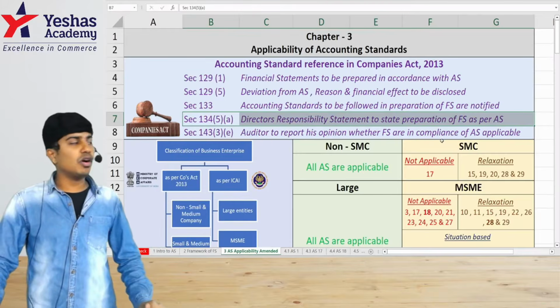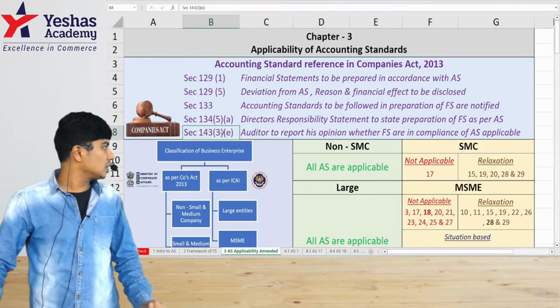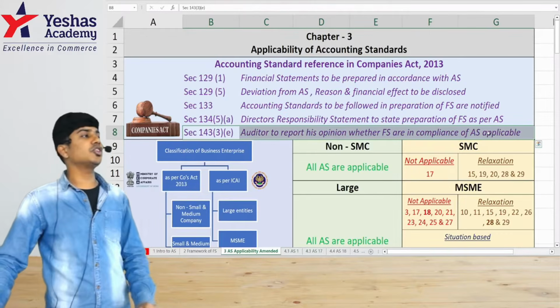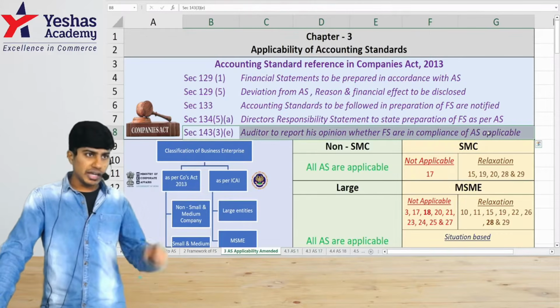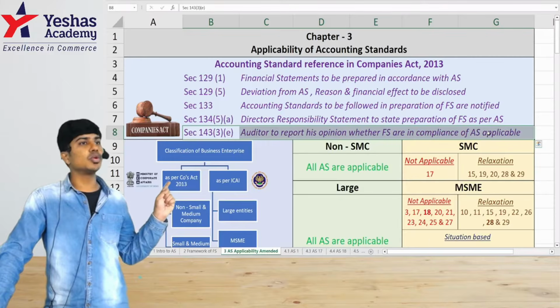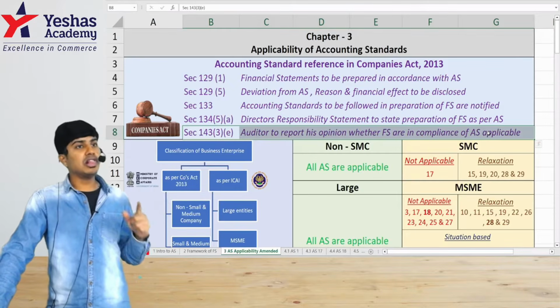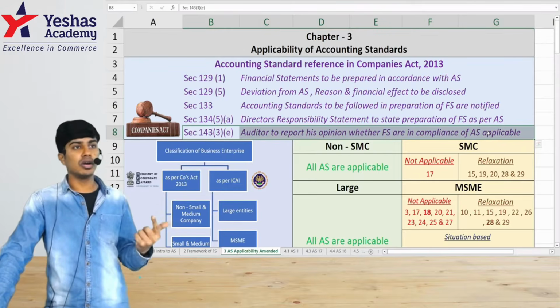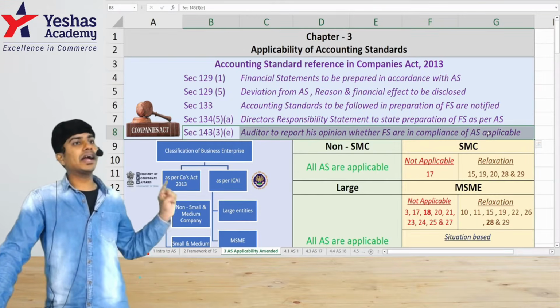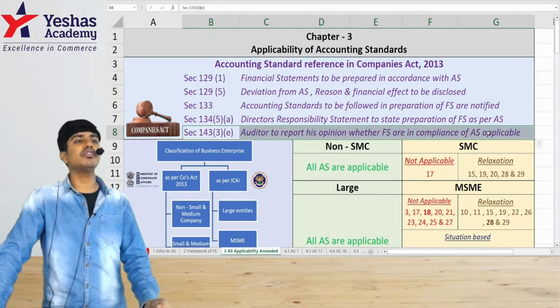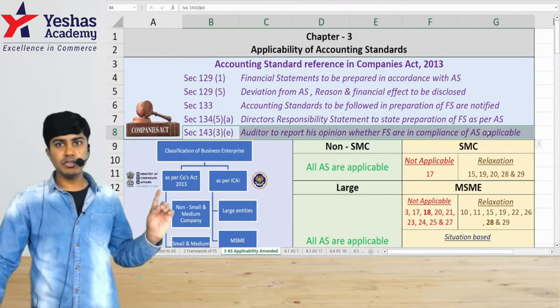Similarly, in section 143 subsection 3 clause E, the auditor also has to check whether accounting standards have been rightly followed. If not, he has to consider this before giving his opinion, and would also have to mention in his audit report if all the accounting standards have been followed or not. If not followed, what is the impact of it on his opinion? Are the financial statements still showing a true and fair view or not? We'd have to check this through.